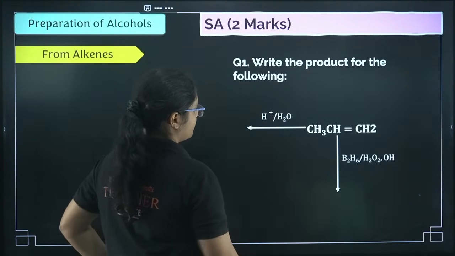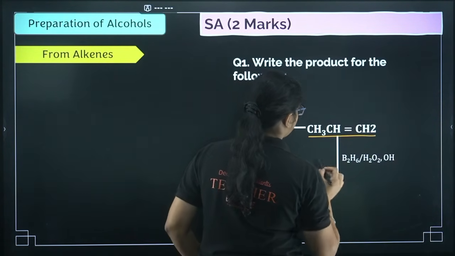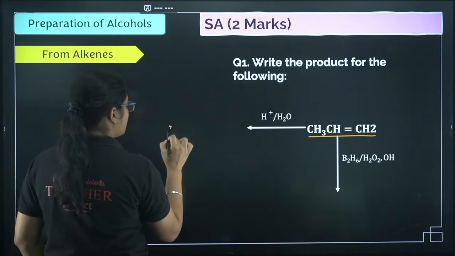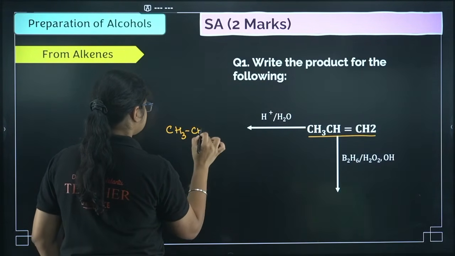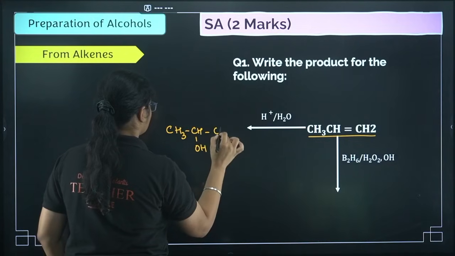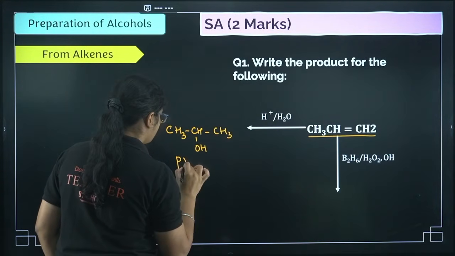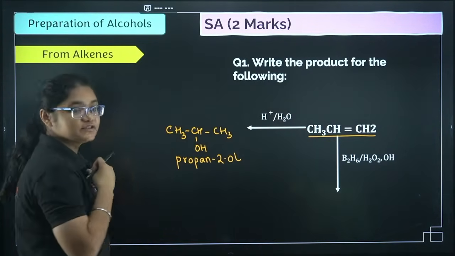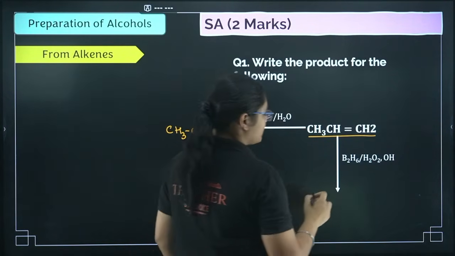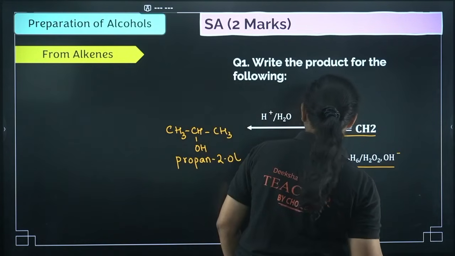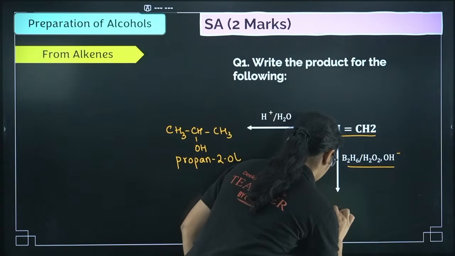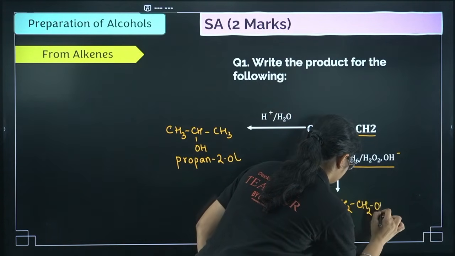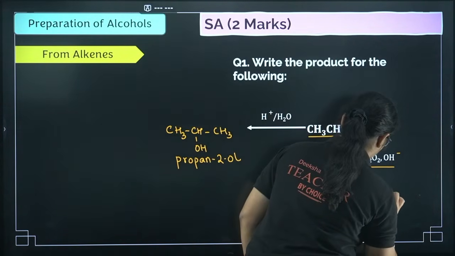Write the product for the following. So here you have taken propene with H plus and H2O. This will give you Markovnikov's addition of water, and here you will have the product CH3CHOHCH3, which is propan-2-ol. And then if you have B2H6, H2O2, OH minus, that will give me CH3CH2CH2OH, anti-Markovnikov's rule. So that is propan-1-ol.